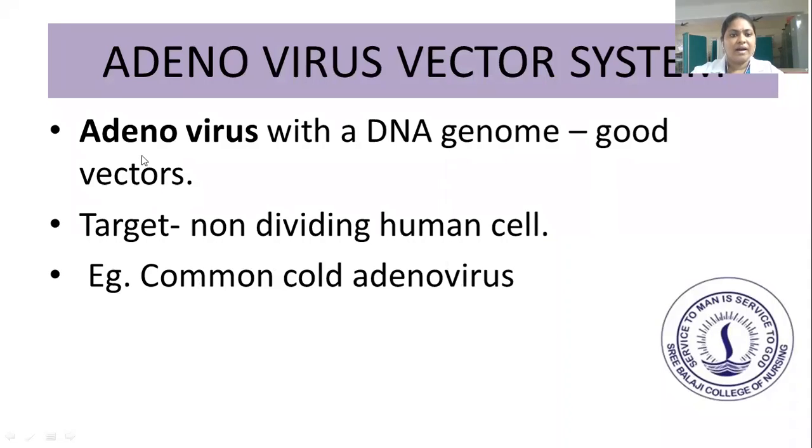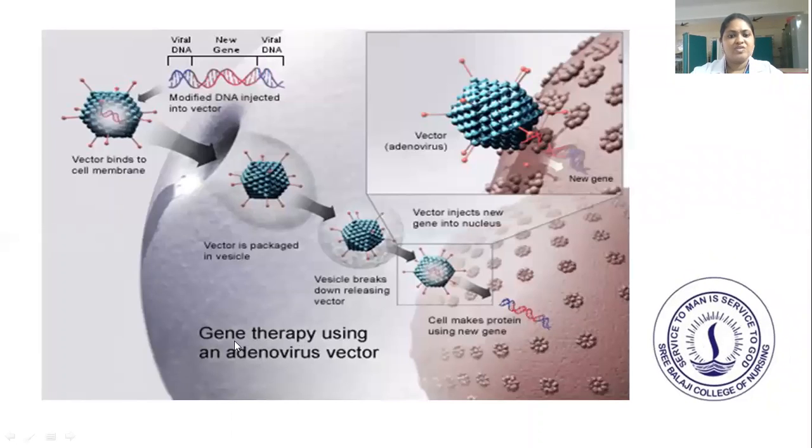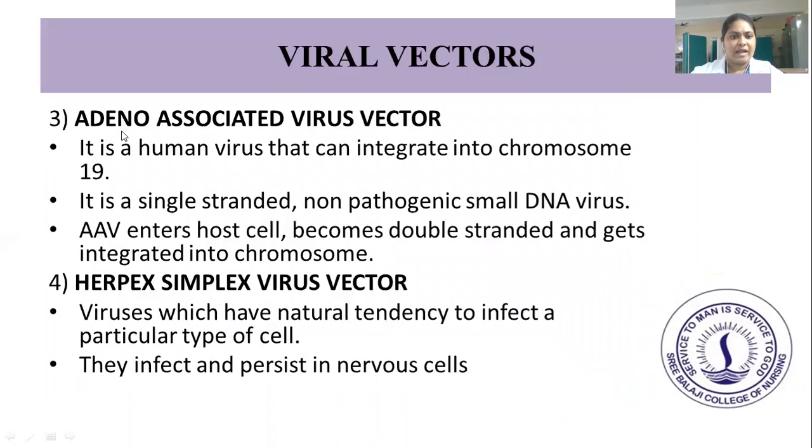Next is the adenovirus with a DNA genome. It is called a good vector where the target is non-dividing human cells, for example the common cold adenovirus. So you can see in this picture how gene therapy is done with the help of adenovirus vectors. Next is the adeno-associated virus vector.